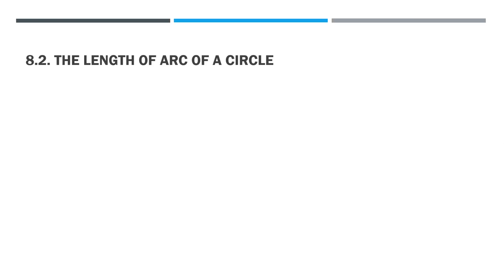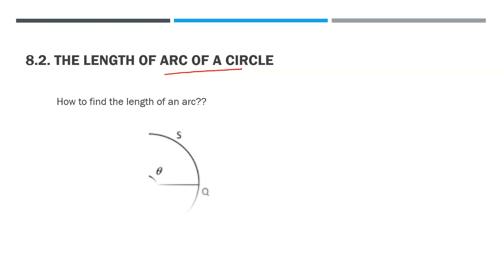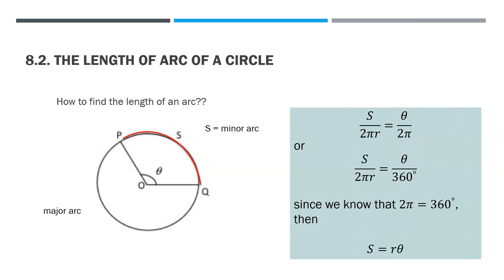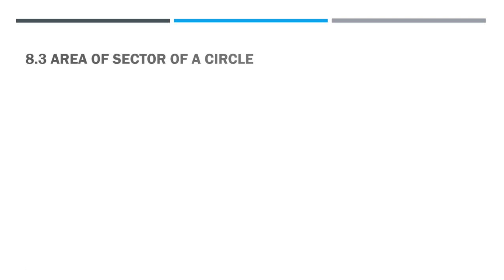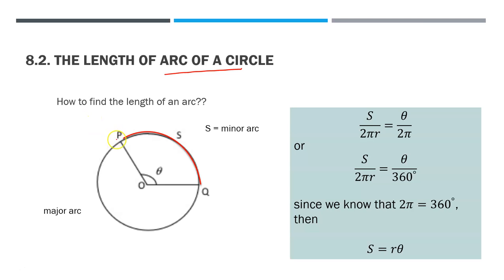Okay, this one is 8.2, the length of arc of a circle. So how do you find the length of arc? If you have a circle like this, this S is what we call the minor arc because it is smaller. And then the major arc is PQ, from P to Q. This is what we call the major arc. This one is what we call the minor arc.